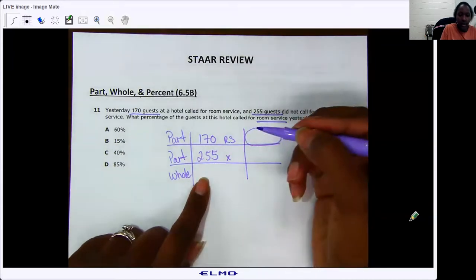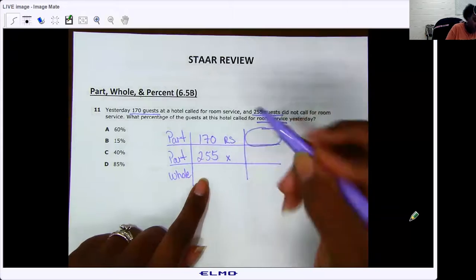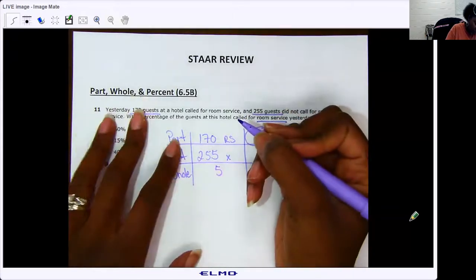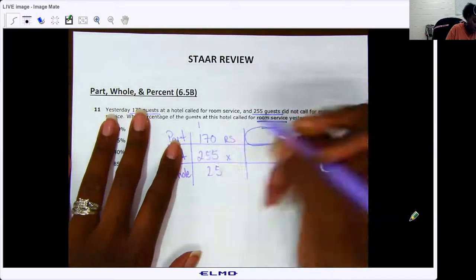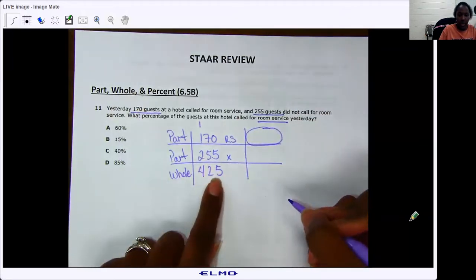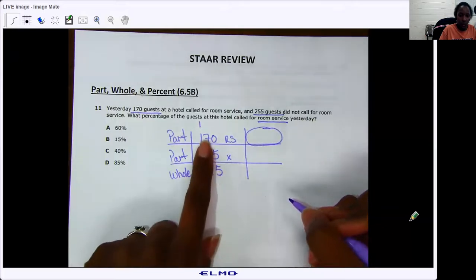Okay. So in order to find our total, we need to add up our two parts. 5 and 0 is 5. 7, 8, 9, 10, 11, 12. Here are 1, 2, 3, 4. So our total is 425. And we're trying to figure out of that how many called for room service.